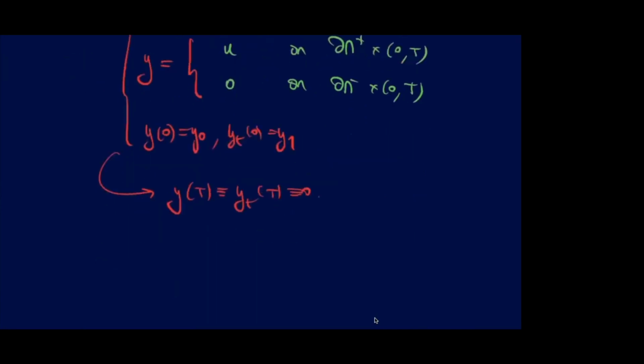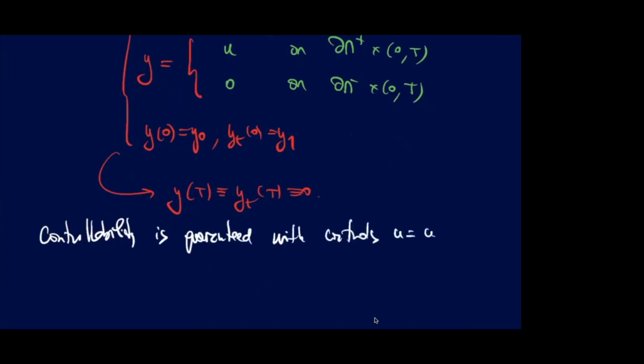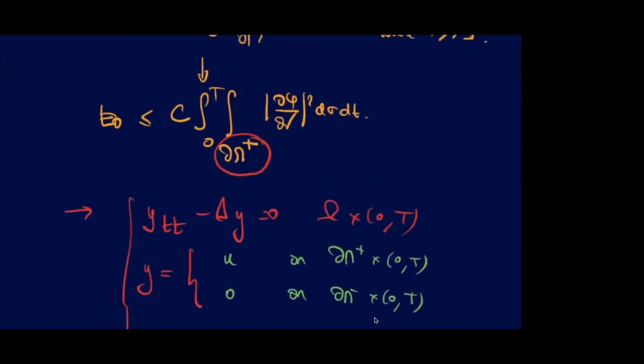So the controllability is guaranteed with controls U with support in the boundary part, d omega plus, cross zero t. This is the bonus you get out of this.